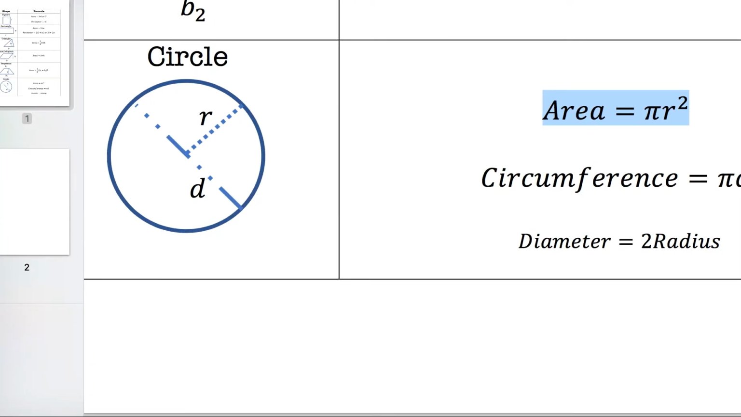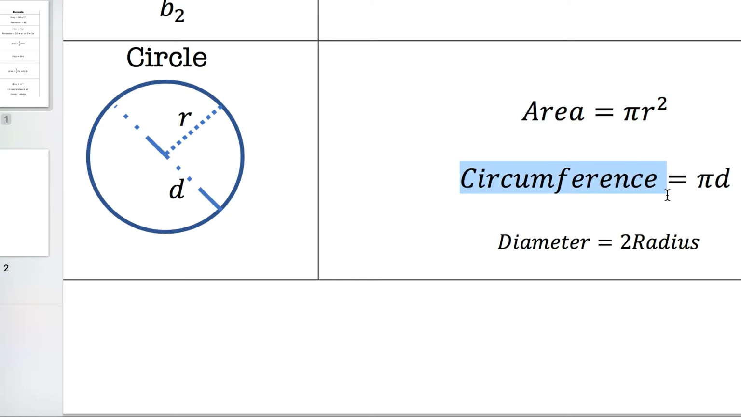We may also, in this video, need to use this formula. Circumference equals pi times diameter. And the diameter is always twice the radius. And the radius is always 1/2 the diameter.